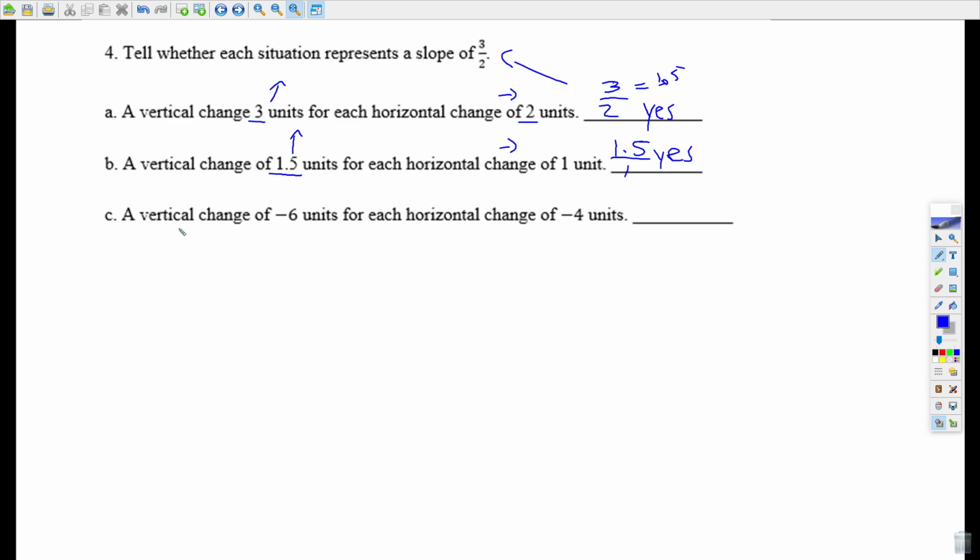And the last one, a vertical change of -6. That means we're going to go down 6, for each horizontal change of -4. So that means this way, -4. So you do -6 over -4.